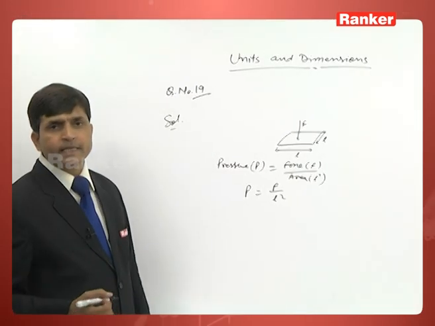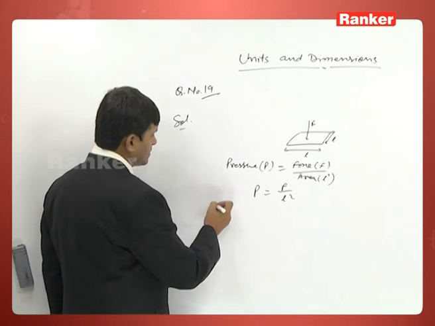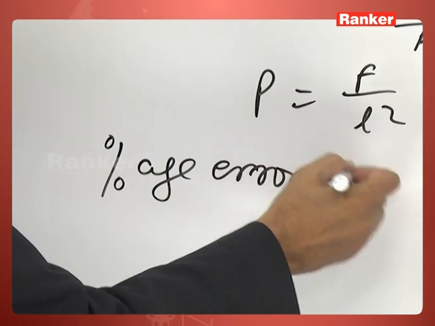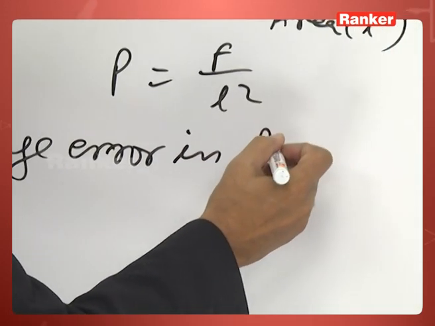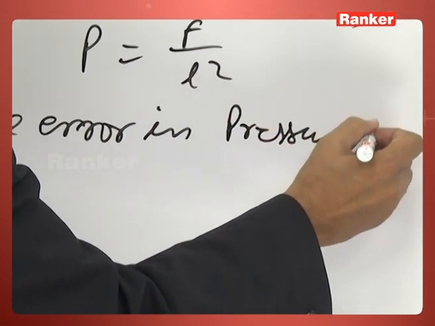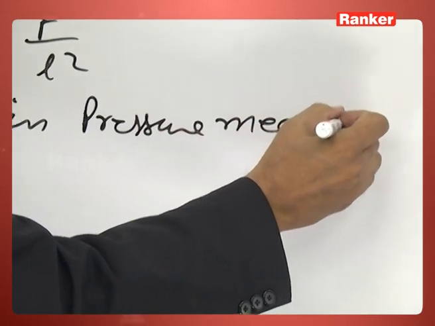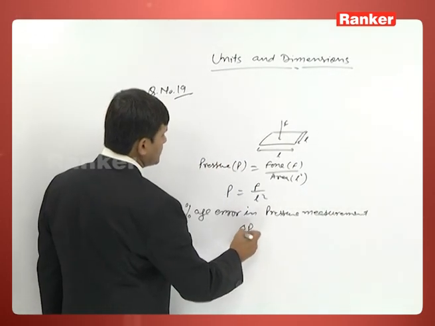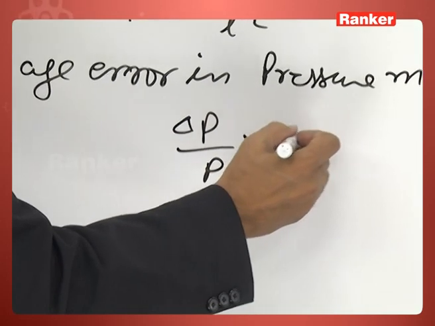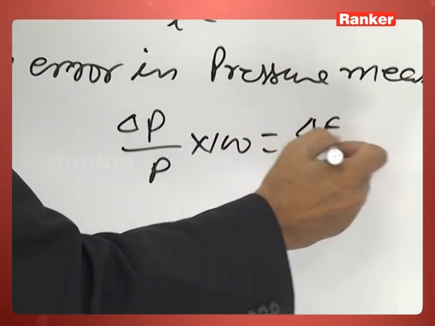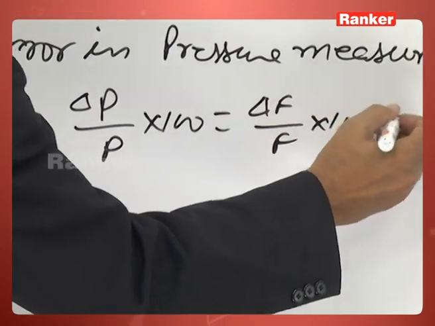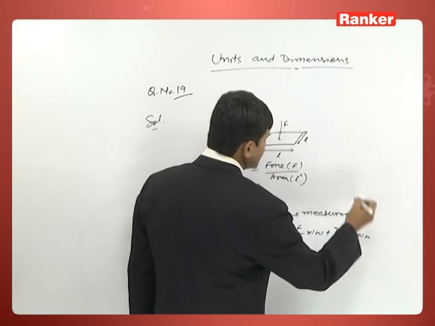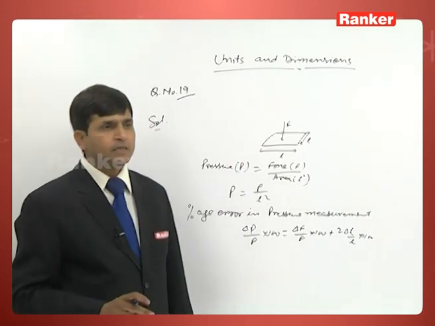So percentage error in the pressure measurement: delta P by P into 100, which is equal to delta F by F into 100 plus 2 times delta L by L into 100. This is the pressure measurement.